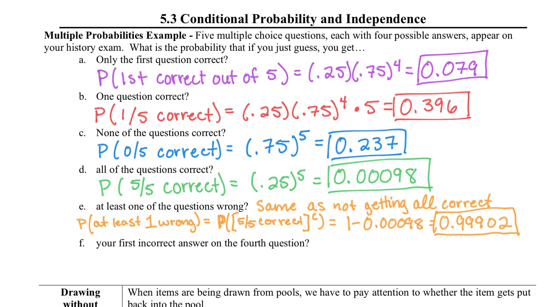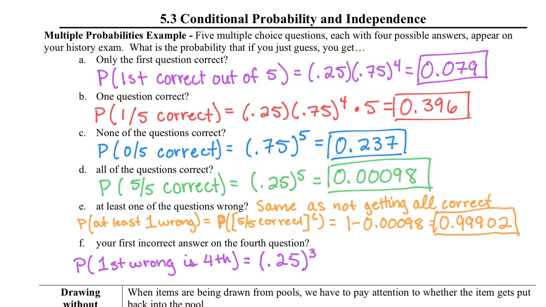What this means is I don't care what happens on the fifth question. I only care about what happens on the first three, the fourth one, and the fifth one. Don't care. So let's see what that looks like. So I'm just going to write this, that the first wrong is our fourth question. What this means is the first three questions have to be correct.